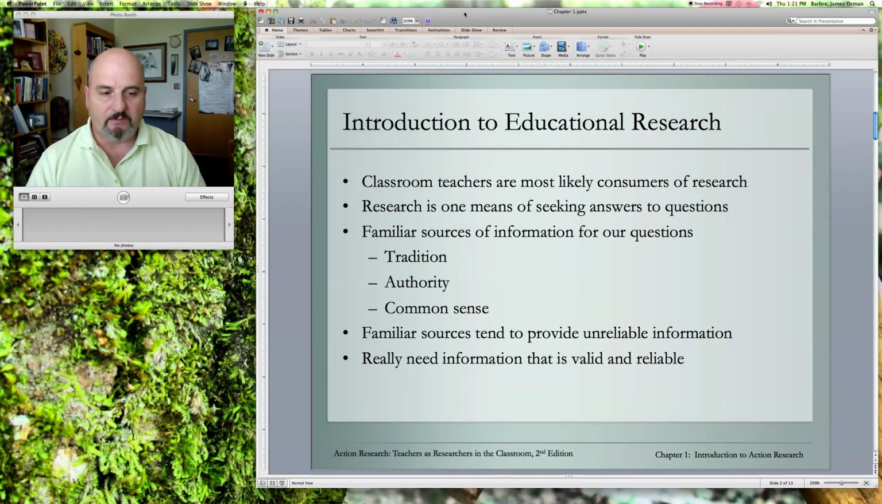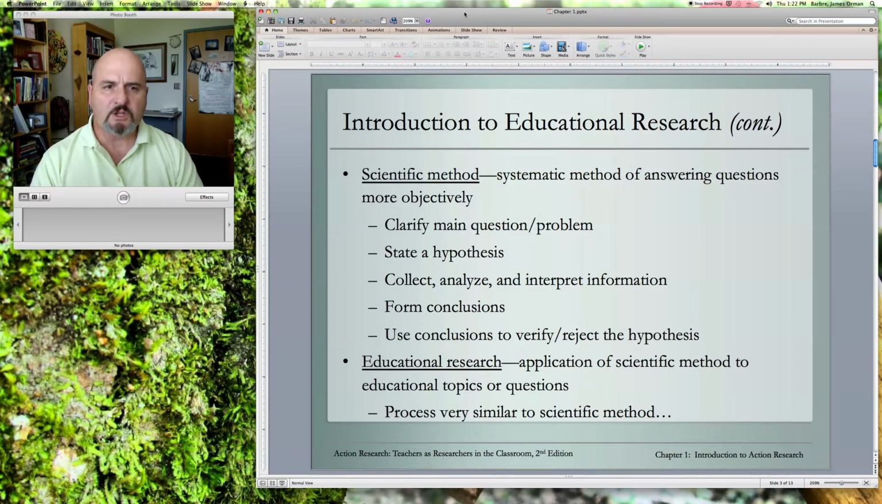And you really need information that is valid and reliable. Otherwise, you're just kind of shooting from the hip, and that's not good for anyone. So looking at this kind of research, in a way, it is taking the scientific method and applying it to an educational setting.